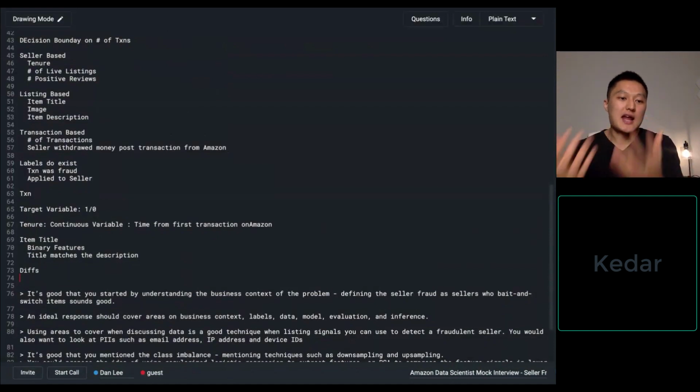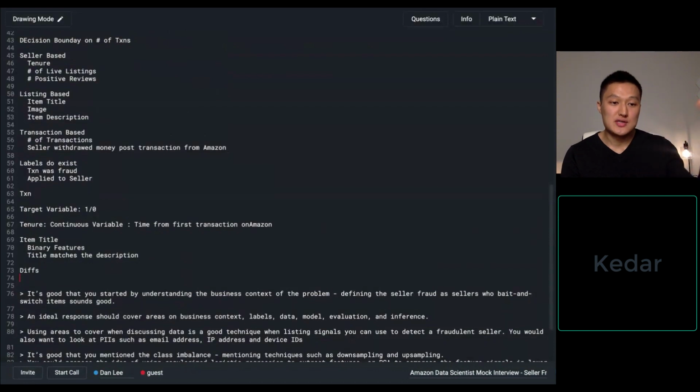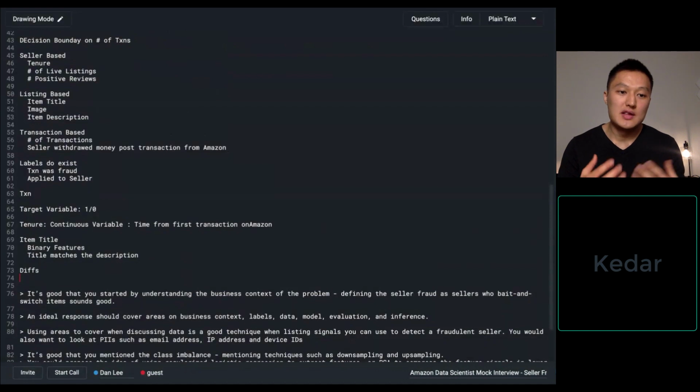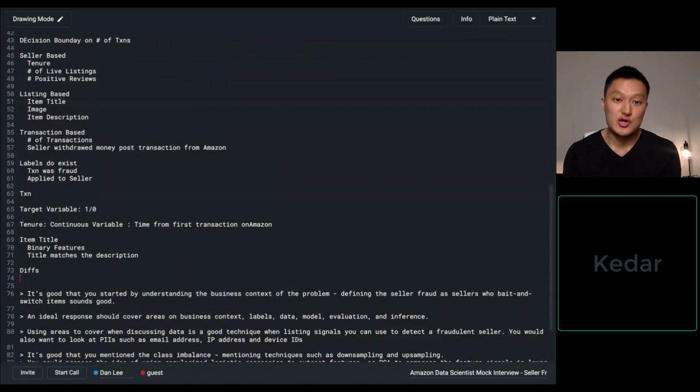So in Kedar's case, what he went about doing is, okay, I'm going to think about potential signals that are relevant for seller base, listing base, transaction base. And then he went about listing them. That's a really good technique as a way to list as many signals as you can. So it's really good that you did that. And for the viewers out there, I would definitely encourage you to also use this technique when you need to do these kinds of feature engineering exercises.